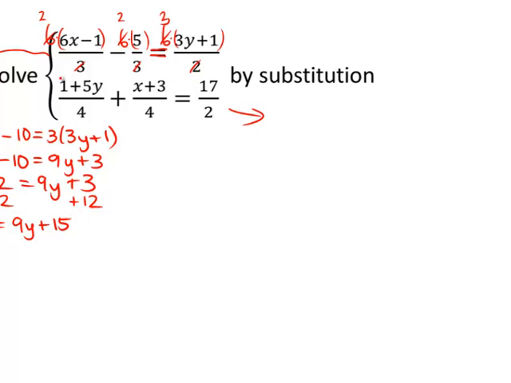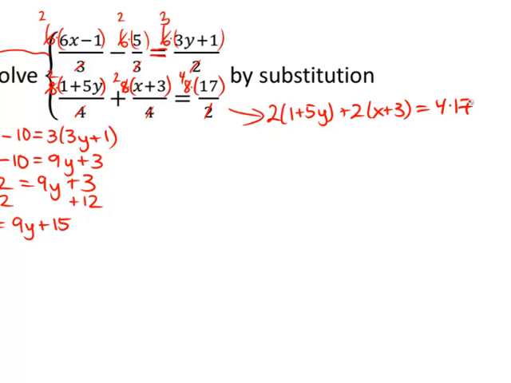In the next example here, we could multiply every single term by the lowest common multiple, which is 8. You could simplify, leaving you with 2 times (1 plus 5y) plus 2 times (x plus 3) equals 4 times 17. And 4 times 17 is 68. So that leaves you with 2 plus 10y plus 2x plus 6 equals 68.